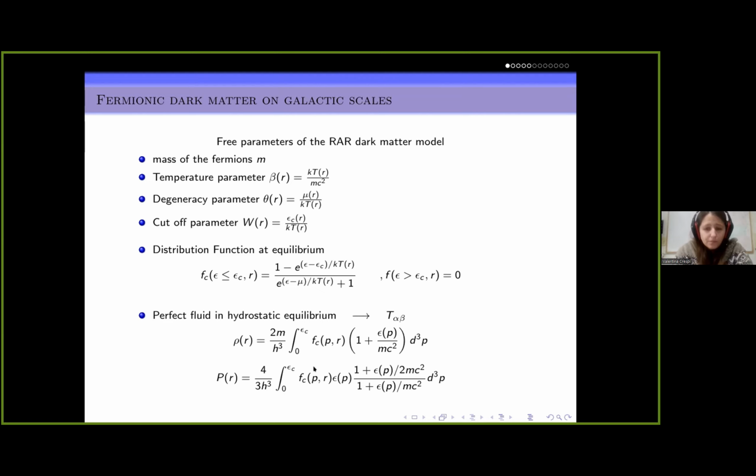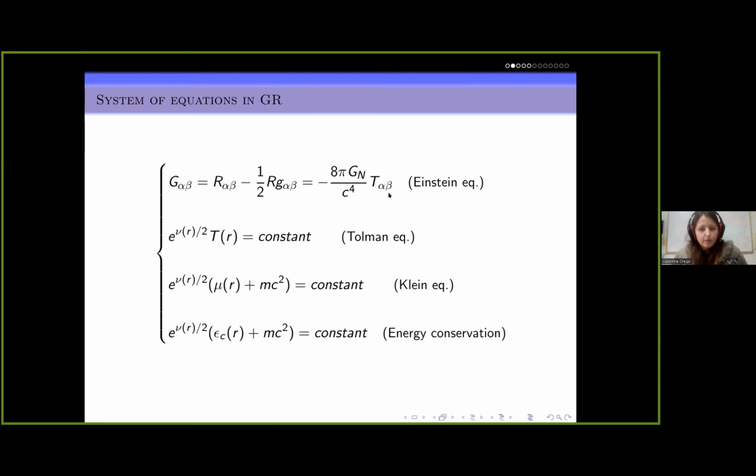So with this in mind, in order to find the equations of this model, one has to solve the Einstein equations, where the energy momentum tensor is that of the perfect fluid, and for this geometry we have spherical symmetry, and it is also static. This is a static spacetime. With these symmetries, we also have two other equations coupled with the Einstein equations: the second one in this system is the Tolman equation, and the third one is the Klein equation. These two are generalizations of, respectively, the zeroth law and the first law of thermodynamics in general relativity.